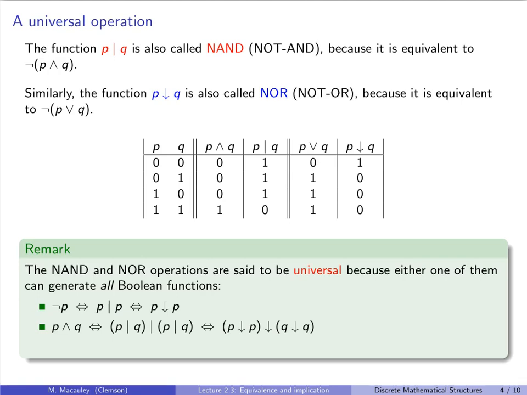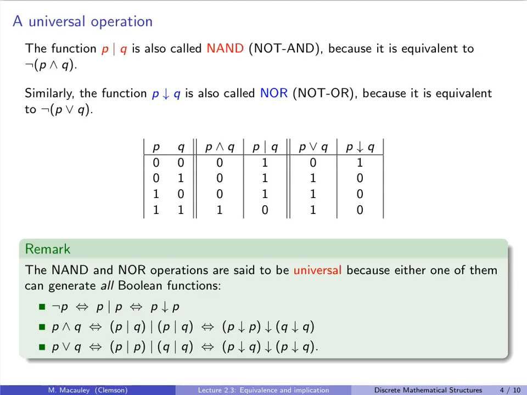Next, we need to show that NAND and NOR can generate the AND operation. And I'm not going to check this with the truth table, but I encourage you to pause the lecture and verify for yourself that if we take the NAND function of P NAND Q with P NAND Q with itself, then that gives us the same truth table as P and Q. And similarly, if we take the NOR function, this is a little bit different, of P NOR P with Q NOR Q, then we get the same truth table as P and Q.